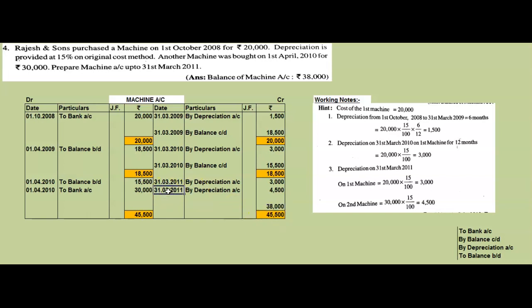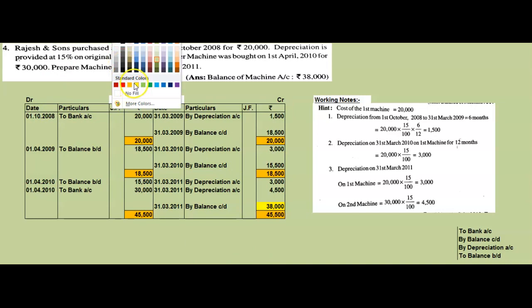This 38,000 is called what? Balance carry down. So this is the answer. I'll highlight it to make you understand easily.